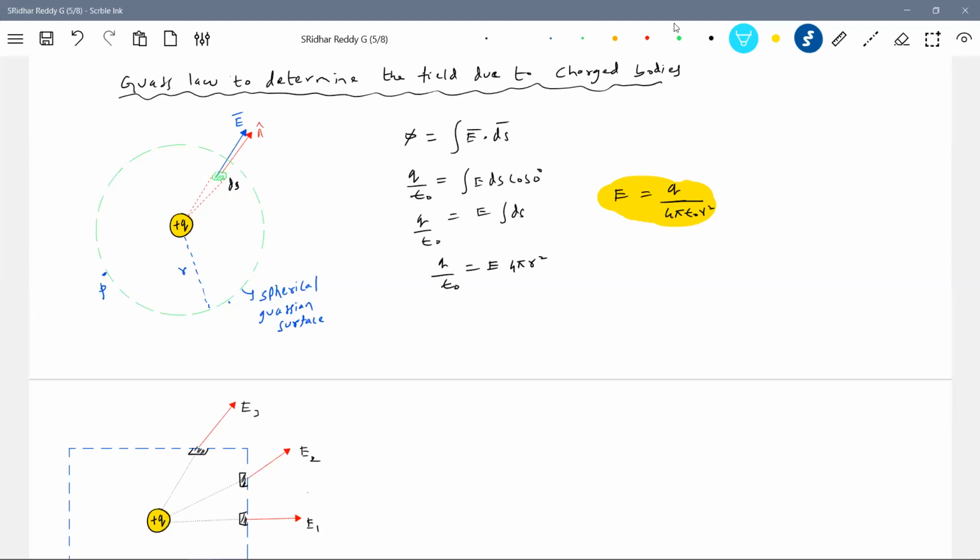Fine. So there's the expression for electric field due to a point charge. Now you can ask questions. Why do you assume a spherical Gaussian surface? Why not any other surface? That's a primary question. Okay, let's try.